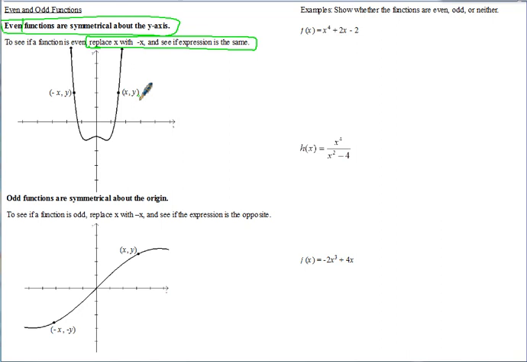Odd functions are symmetrical about the origin. Okay? So for an odd function, you can see when you have x and y, some point on the function here, that's true. That means the point where x and y are both opposites, negative x and negative y, would also have to be a point on the function. So to figure out if the function's odd, you replace x with negative x and see if the expression is the exact opposite. Or you could also replace x with negative x and f of x with negative f of x and see if it's the same. That would work too.